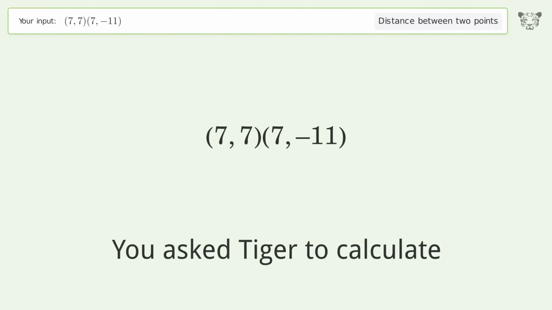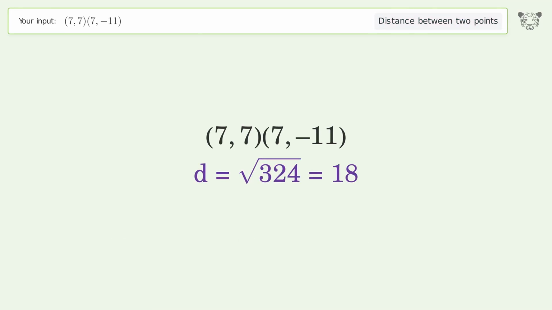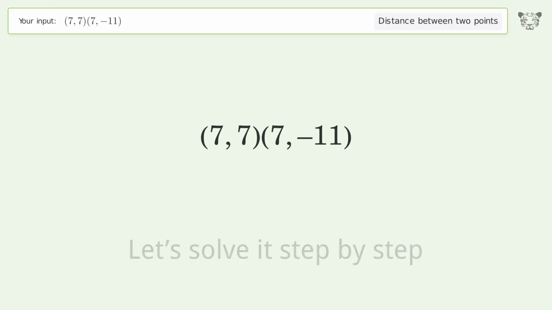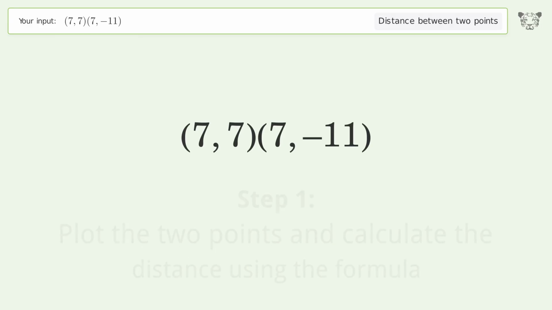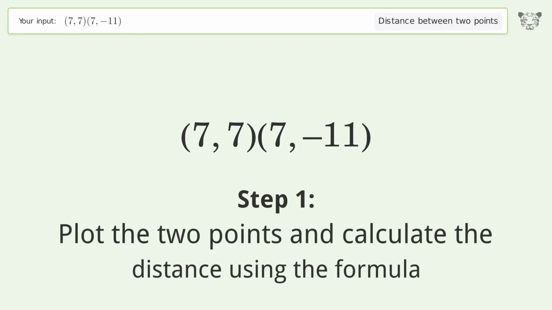You ask Tiger to calculate. This deals with the distance between 2 points. The distance between the 2 points is the square root of 324, or 18. Let's solve it step by step. Plot the 2 points and calculate the distance using the formula.